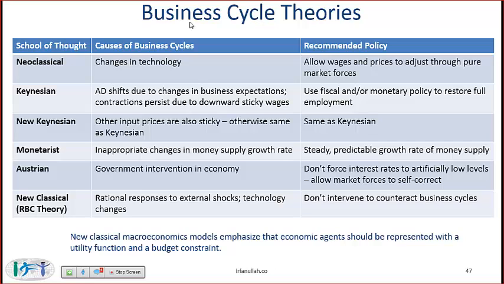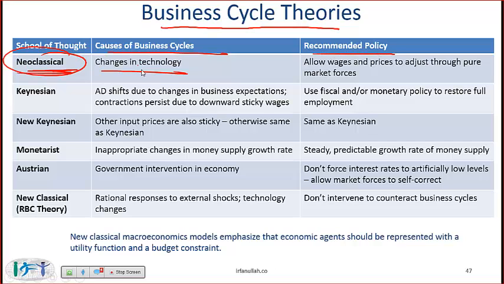This slide summarizes the major business cycle theories. Your most basic theory is the neoclassical theory, and for each of these theories we have listed the causes of business cycles. So how does the neoclassical theory explain the business cycle? What the neoclassical theory says is that changes in the business cycle are because of changes in technology, and the recommended policy for those who believe in this theory or this school of thought is that we should allow wages and prices to adjust through pure market forces. The term used for these pure market forces is the invisible hand: don't do anything and the invisible hand will just fix the situation.